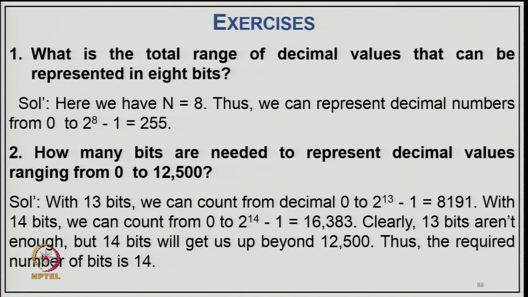How many bits are needed to represent decimal values ranging from 0 to 12,500? With 13 bits we can count from 0 to 2 to the power 13 minus 1, that is 8191, but with 14 bits we can count from 0 to 2 to the power 14 minus 1, that is 16,383. So clearly 13 bits are not enough, but 14 bits will get us up to 12,500. Thus we require 14 bits to represent the number 12,500.